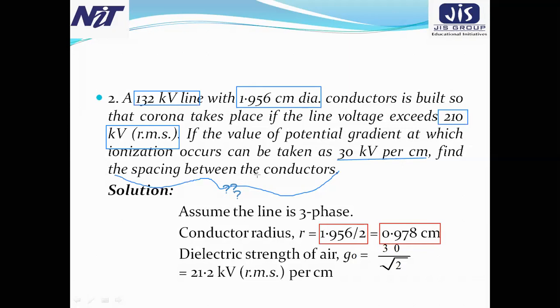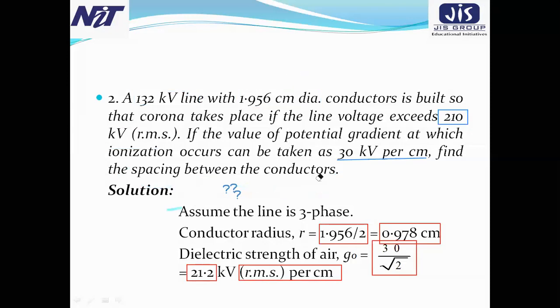So how can we find the dielectric strength? That is G0 equals 30 by root 2, where 30 is given here. So the value will come 21.2 kilovolt RMS per centimeter. So in this way we can find the value of G0. No problem with this part.